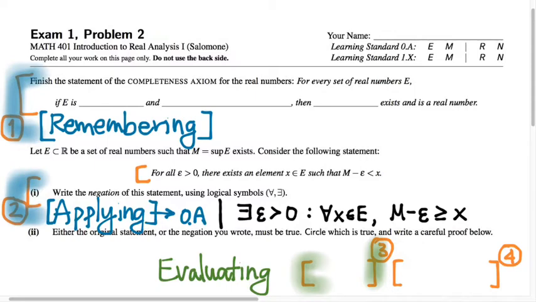And then once you've decided which one of these two is true, you circle one of them. By the way, which one of them did you circle? Was it the first statement or the second statement you decided was true? If m is the supremum of E, then is it true that for all epsilon greater than 0 there exists an x such that m minus epsilon is less than x? Is that true, or is its negation true?